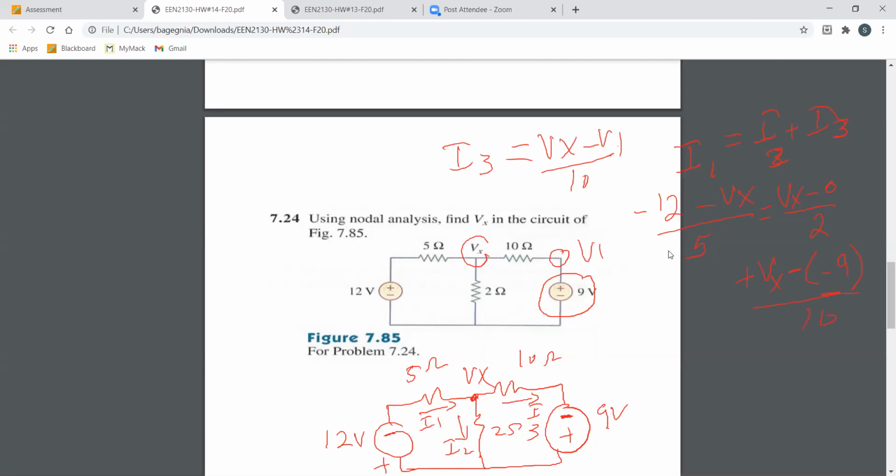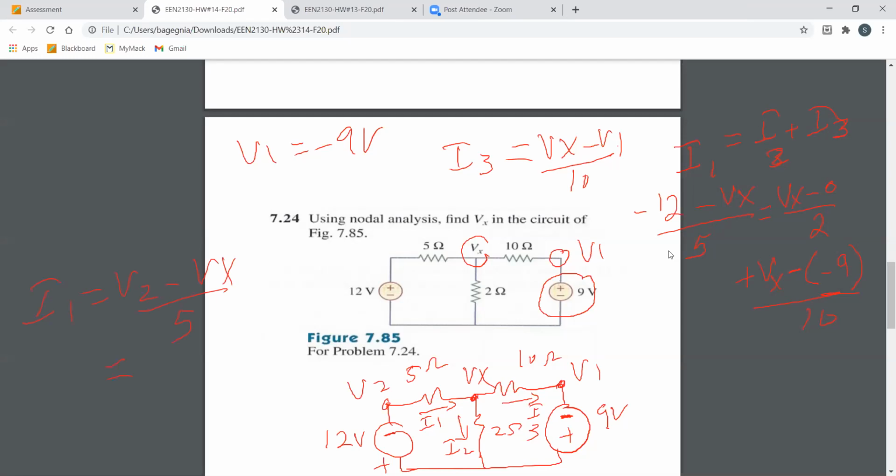So what is V1? V1 is equal to minus 9. Okay, when you flip the polarity, then the voltage becomes a minus. Same thing for the voltage here. So you could call this V2, for example. So say V2 minus Vx. If we call this V1, this is V2, so we say I1 will be V2 minus Vx over 5.